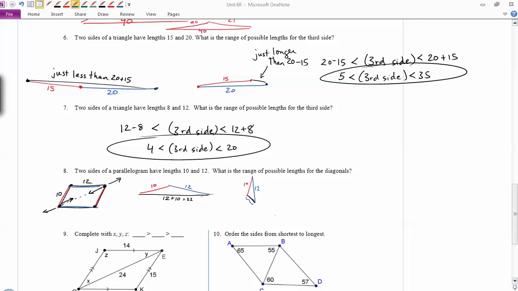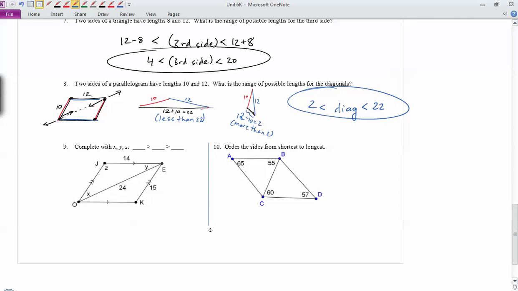Yeah, okay. So this right here is going to be 12 minus 10 equals 2. It's going to be just greater than that, so more than 2 and less than 22. So we'll say that the diagonal has to be between 2 and 22.